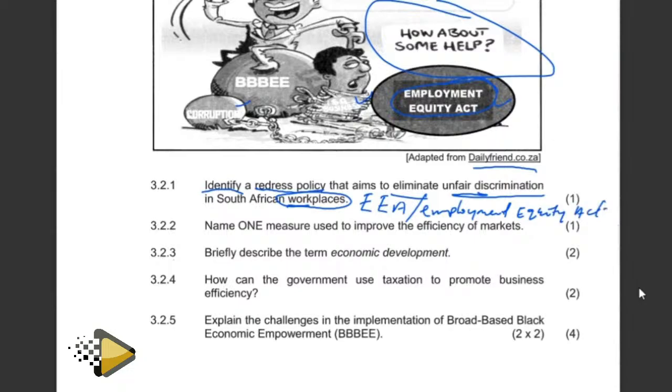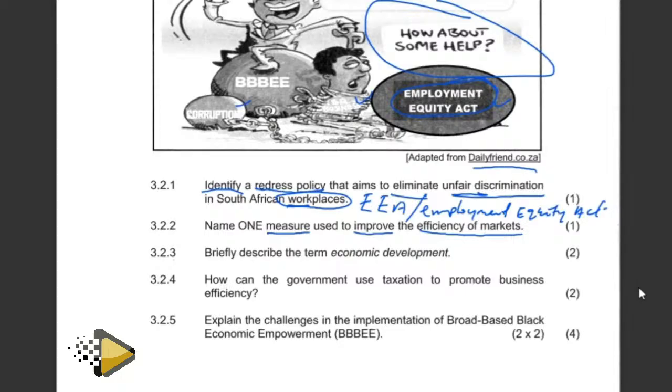Okay, right. So now moving on to the next question, we have 3.2.2: Name one measure used to promote the efficiency of the market. So now, grade 12s, what do we mean by the efficiency of the market? And then as well, we have to check the measure that we can put into account, as well as how to enhance or improve the efficiency of the market.